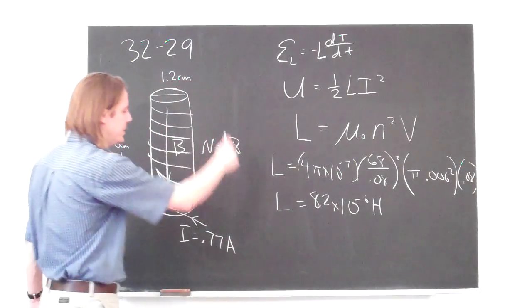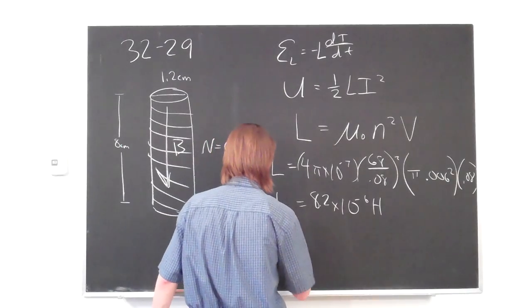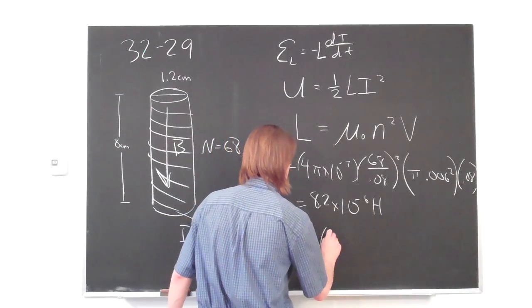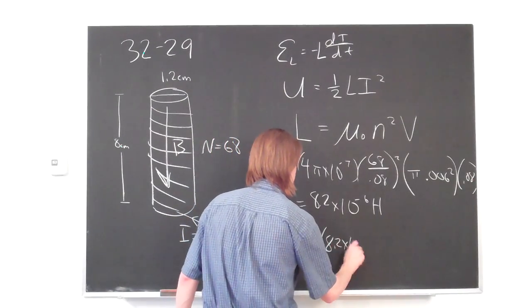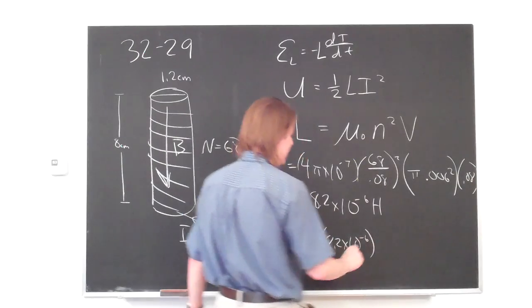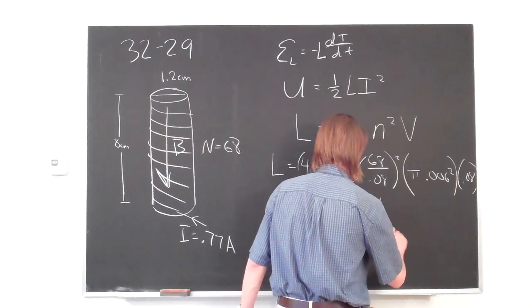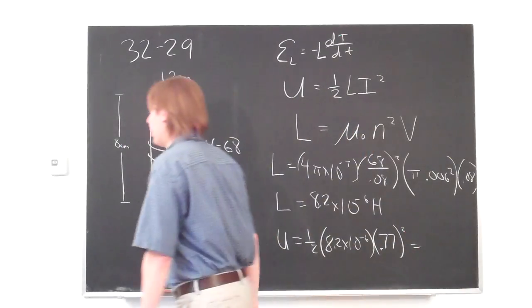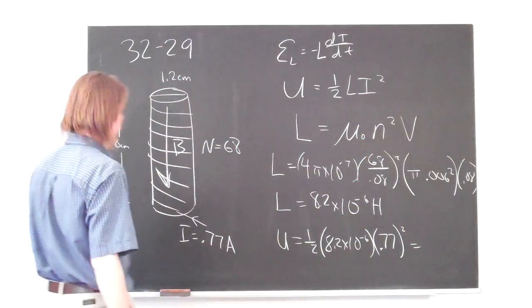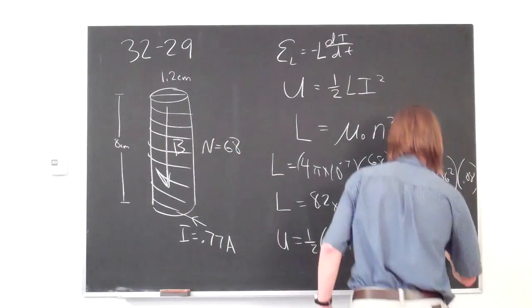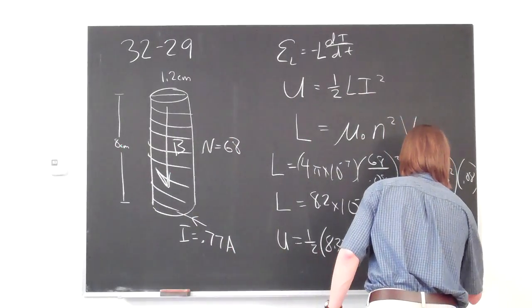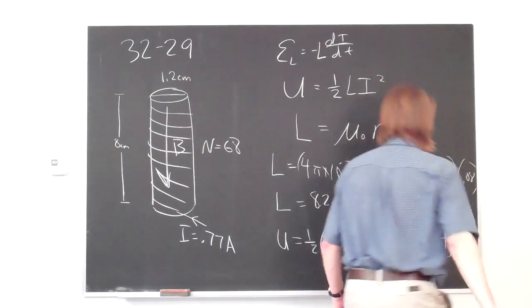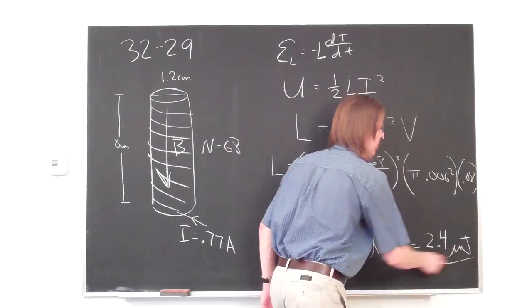Okay, so then the energy is simply 1/2 L I squared. U is 1/2 times 8.2 times 10 to the minus 6 in MKS units, times 0.77 amps squared. When you multiply those, you get 2.4 microjoules. And that's it. 2.4 microjoules.